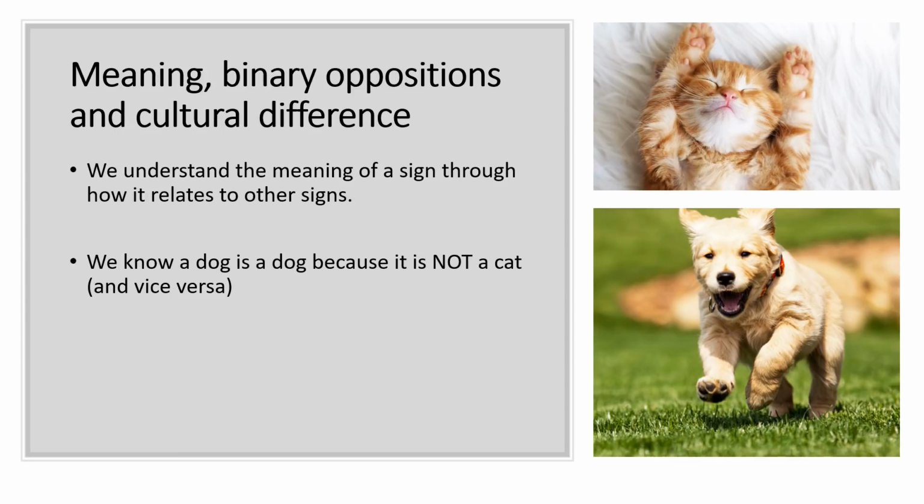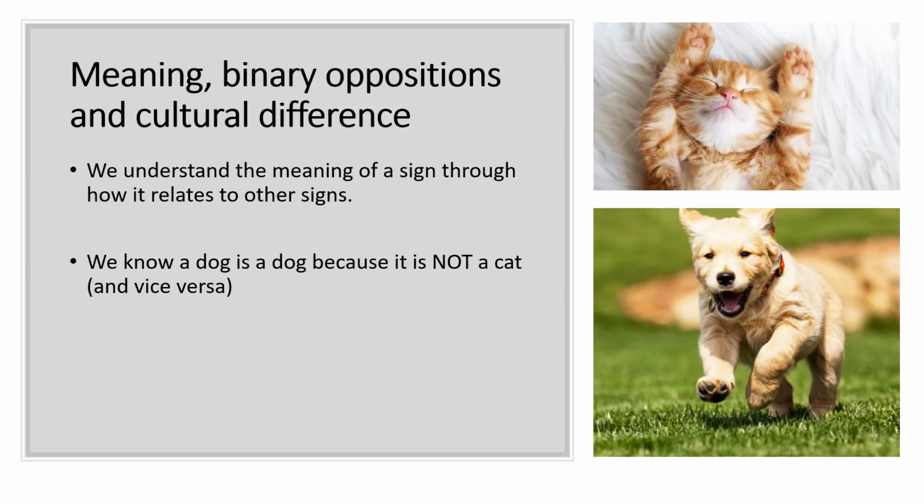But let's start with puppies and kitties to get us warmed up. Quite often we understand the meaning of a sign through how it relates to other signs. So we understand the meaning of a sign through how it relates to other signs. In other words, we know that a dog is a dog because it is not a cat.